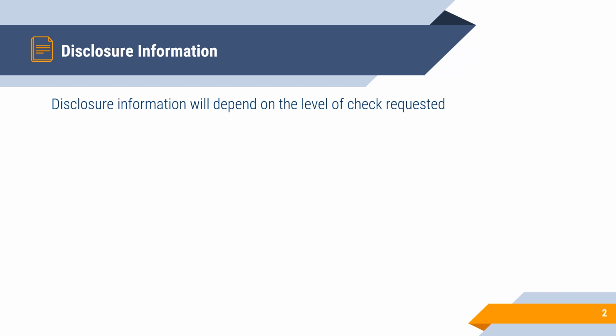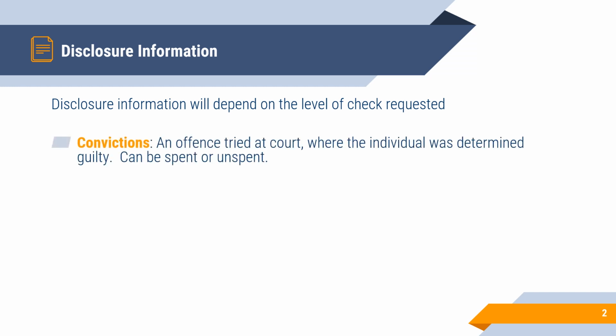At this stage, I thought it useful just to provide a little information about the types of disposals that can be disclosed. Convictions are the disposal handed out when an offence is tried in a court and the individual is found guilty. Spent convictions are not disclosed on basic checks.